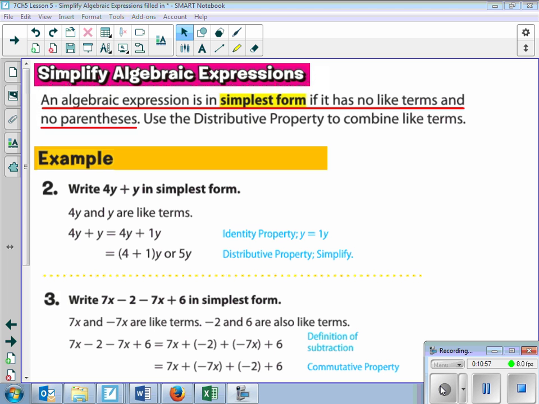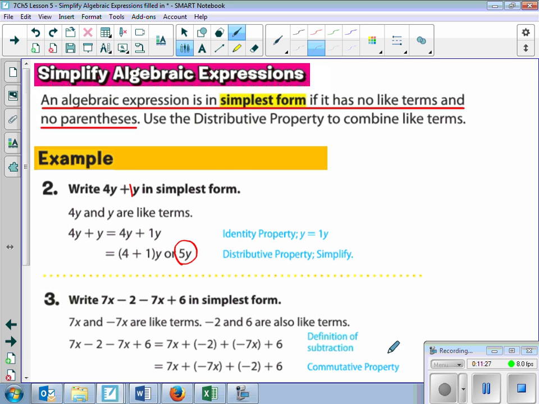So, here, when we simplify algebraic expressions, all we're doing is we are combining like terms. So, is 4y and 1y, are those like terms? Yes, they are. So now we can add them together. And don't forget, in front of that y, there is a 1, right? So we have 4y plus 1y. So 4y plus 1y is 5y.